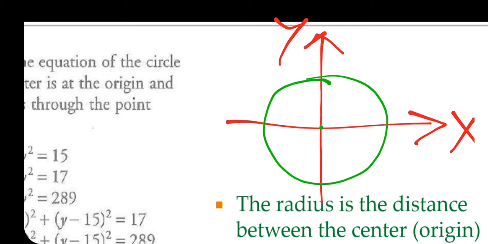And it passes through the point 8, 15. It could be this point here. This is the point 8, 15. Okay? So the equation in this case is x minus x center squared plus y minus y center squared equals r squared. So we need to find r. If we find r, then we can immediately write the equation of the circle.